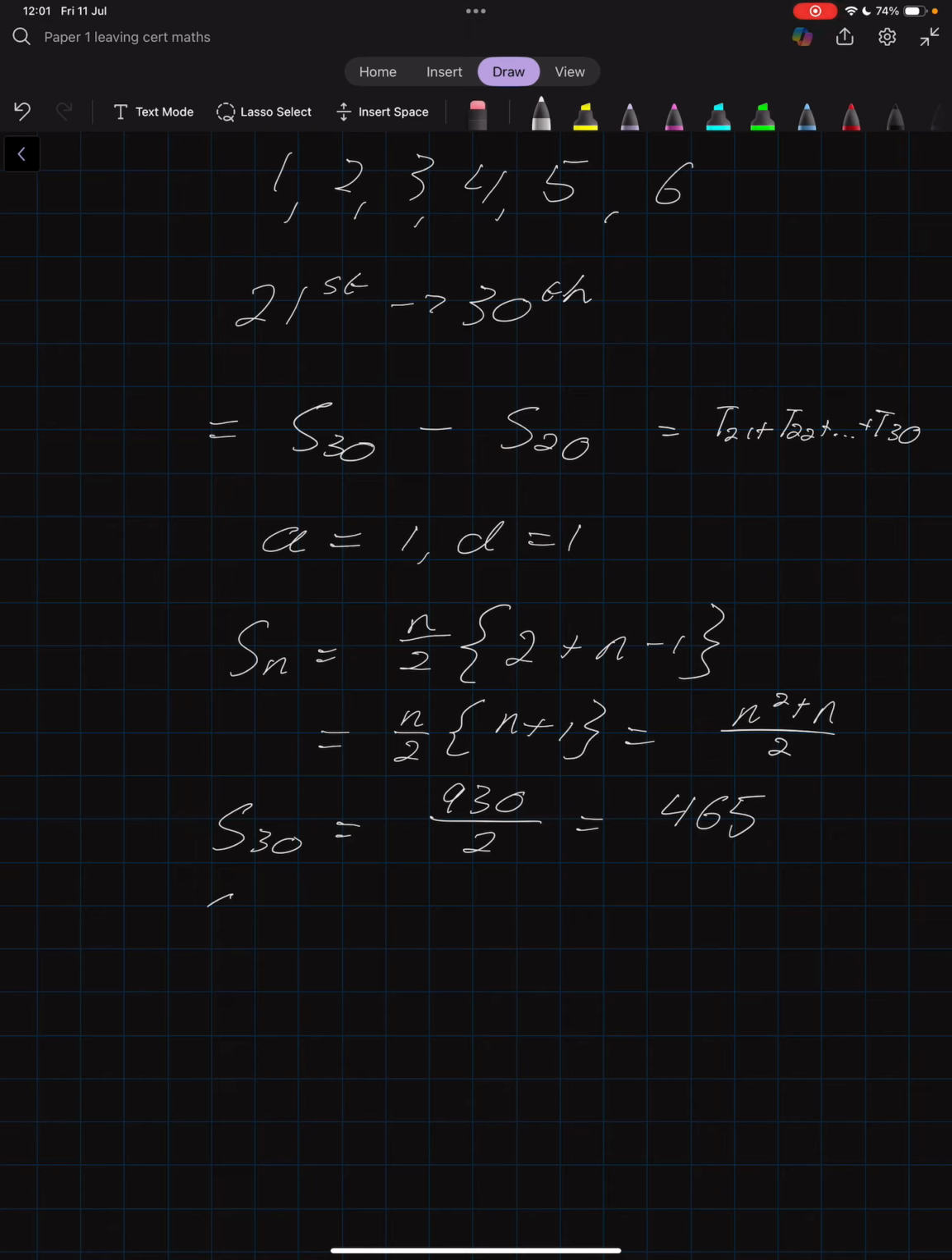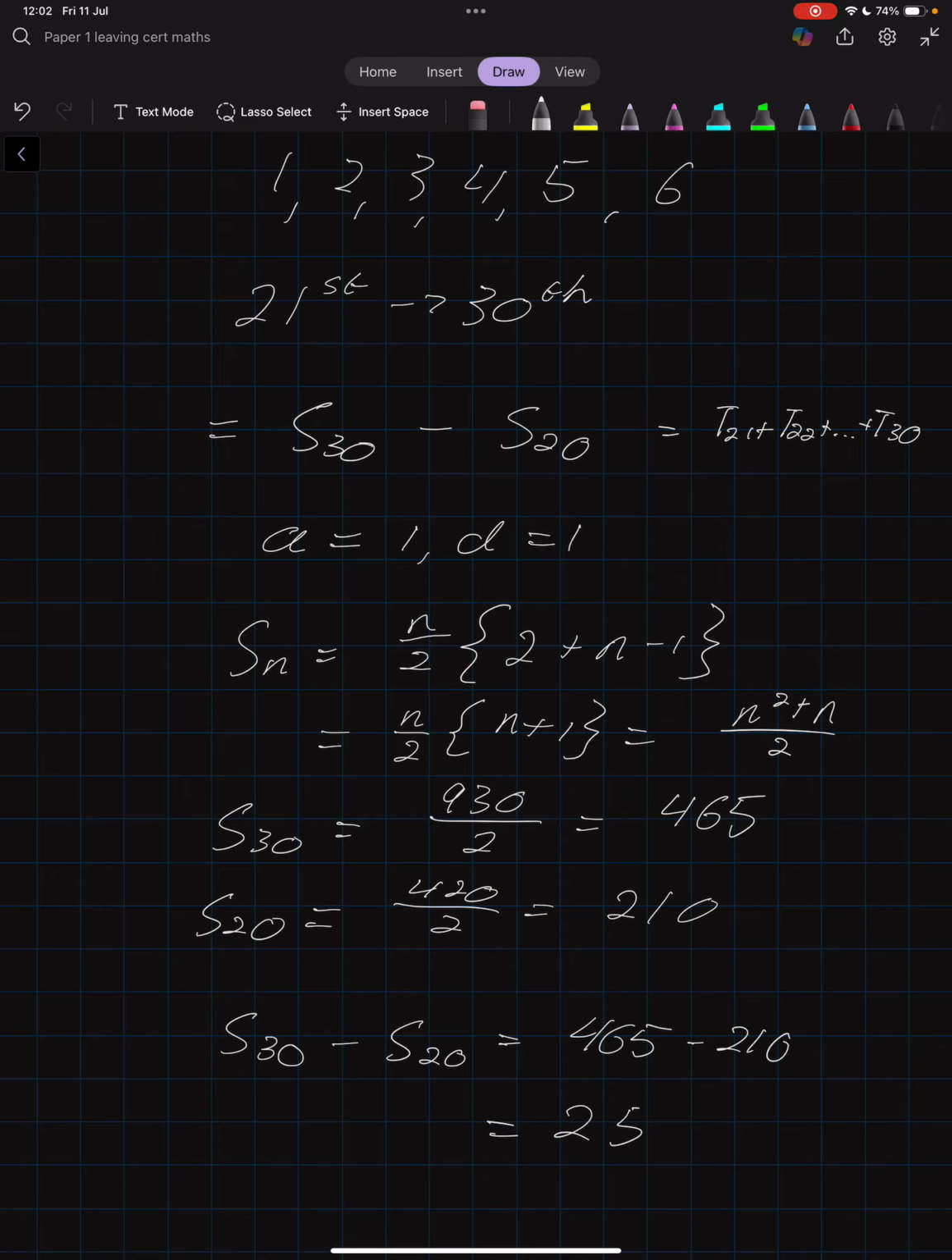That's going to be 465. And then S20, that's going to be 400 plus 20, so 420 divided by 2. That's going to be 210. And therefore S30 minus S20, that's equal to 465 minus 210. That's equal to 255. Okay, so hopefully that's all okay. So that's about the hardest that you can be asked, really. Asking you for the sum of the 21st to the 30th inclusive. That's the hardest part.